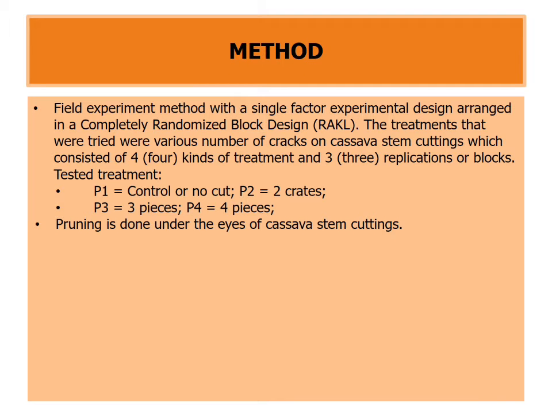Method: field experiment method with a single factor experimental design arranged in a randomized complete block design. The treatments tried were various numbers of cracks on cassava stem cuttings, which consisted of 4 kinds of treatment and 3 replications or blocks. The cutting is done under the eyes of the cassava stem cuttings.